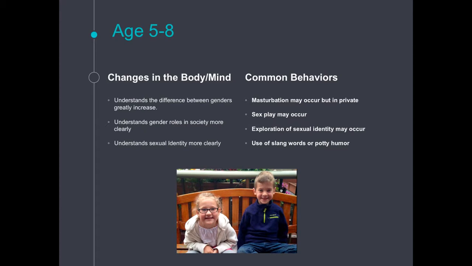And children at this age will understand sexual identity more clearly and may even start developing their own. Common behaviors of children of this age, masturbation may occur, but typically in private. Sex play may occur. They may act out stuff, and exploration of sexual identity may occur. A less used one is the use of slang words or potty humor.